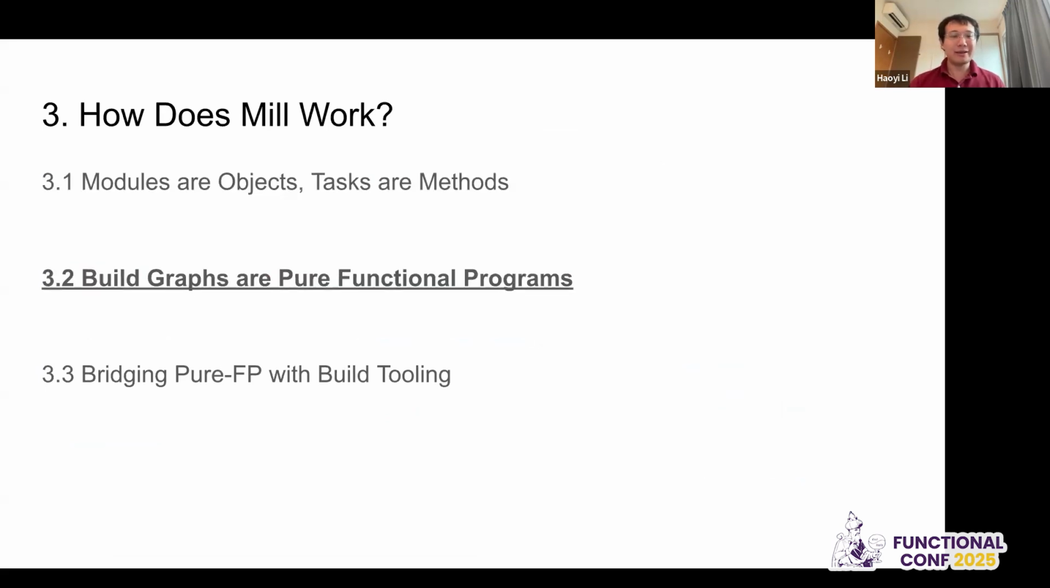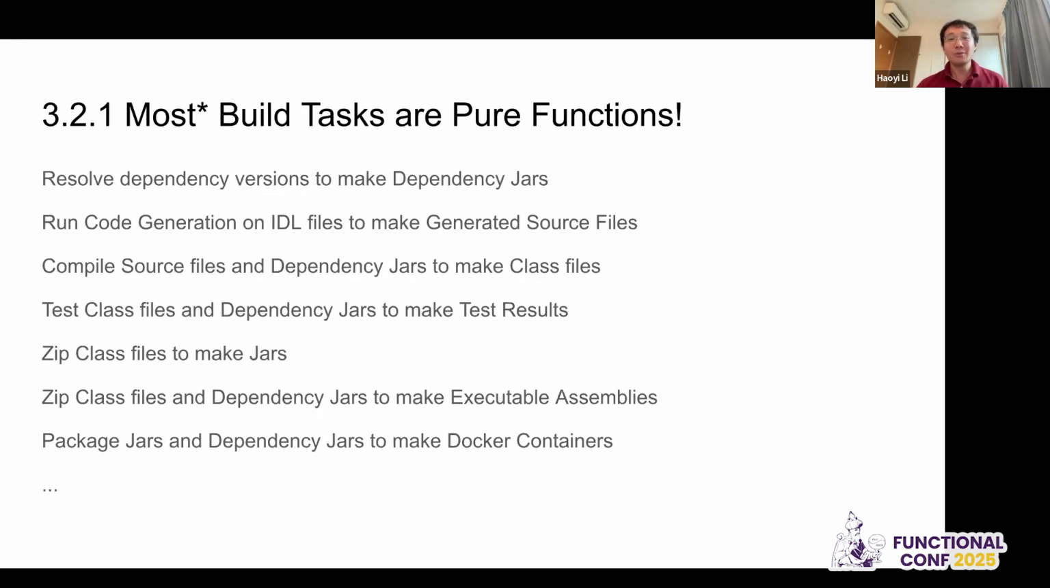Next is the reliance on the pure functional nature of your build graph. So most build tasks are in fact pure functions. So what does a build tool do? Well, on the JVM, you resolve dependencies to make dependency jars. You run code gen on IDL files to get generated sources. You compile sources and dependencies to make class files. You test the class files and dependencies to make test results, and the list goes on. So if you actually look at all of these steps, they are basically pure functions.